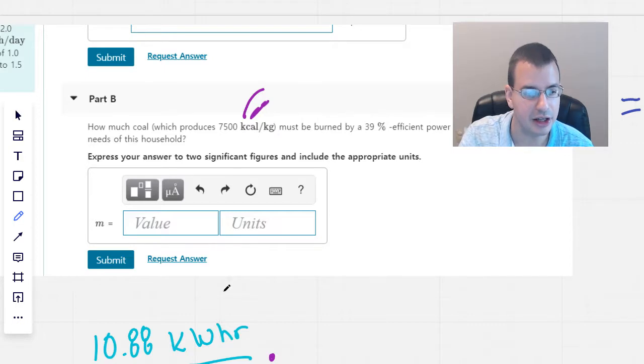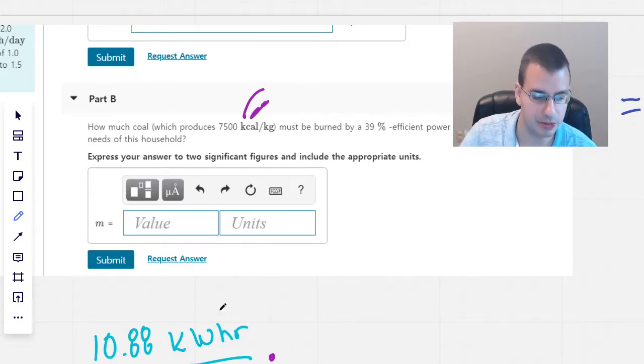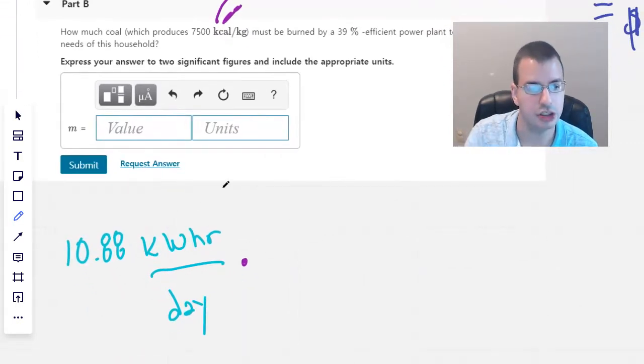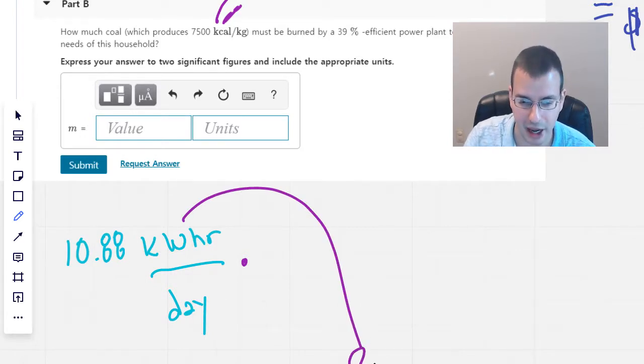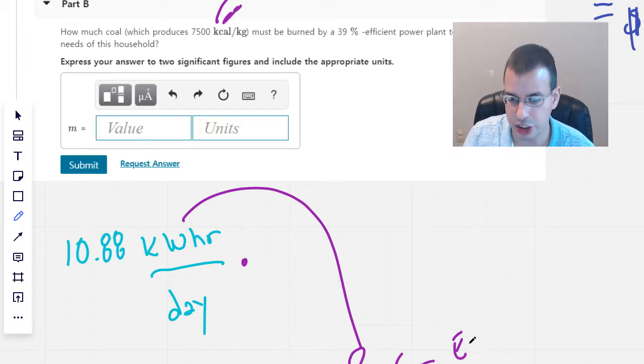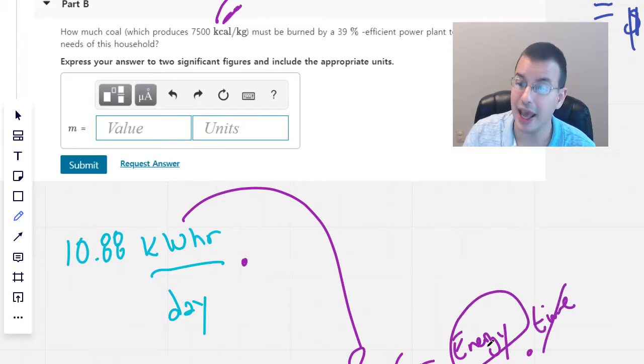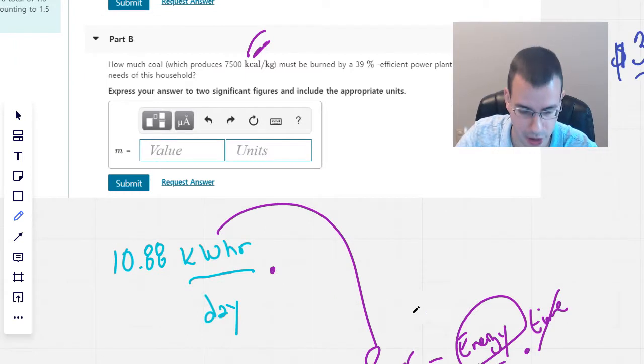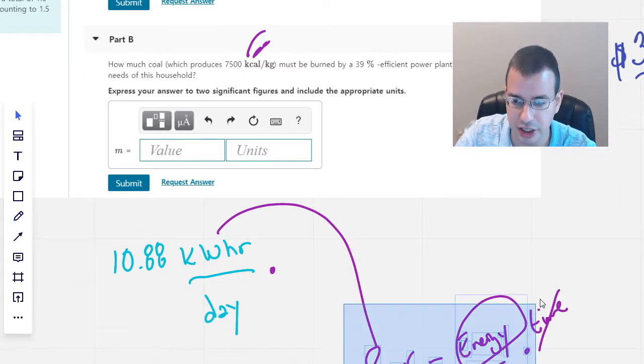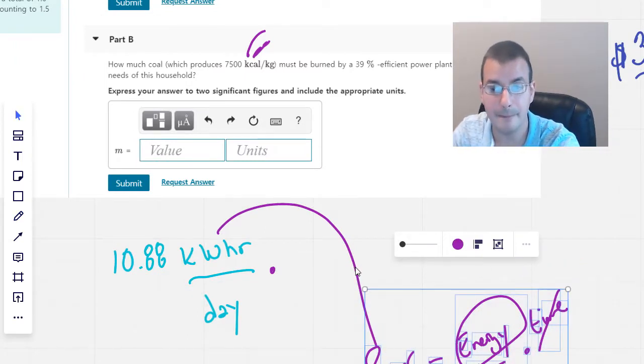And kilowatt hours is also a measure of energy. So kilowatt is a measure of power. So power is energy or work per unit time. And so when you multiply that by a time, which is what hours is, you get energy. So kilowatt hour is a measure of energy. Kilowatt is a measure of power.